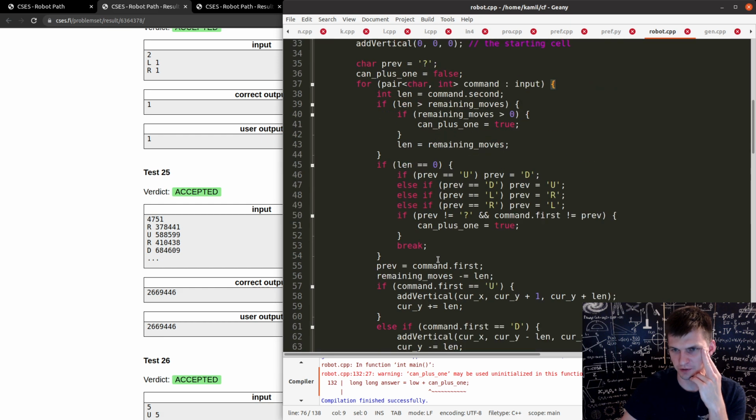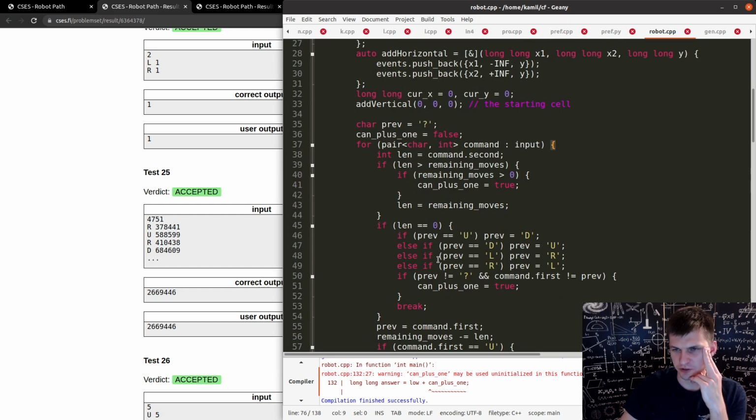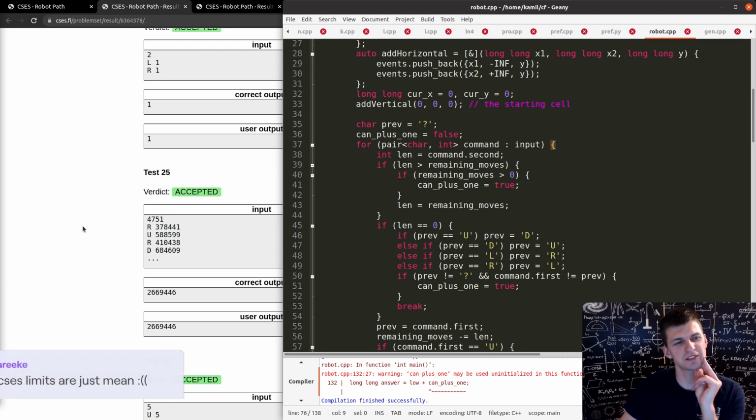But what's a way to do it without cheating? CSES limits are just mean. They are.